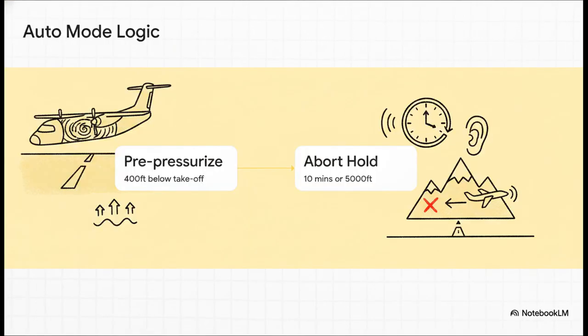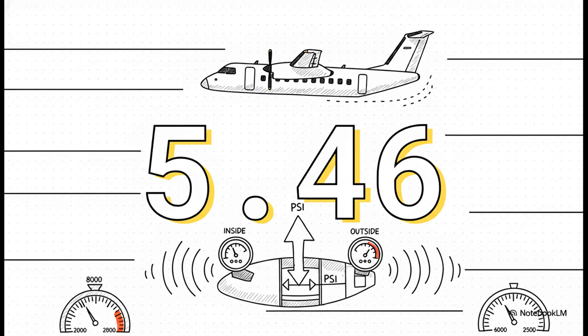In automatic mode, the system is brilliant. It actually pre-pressurizes the cabin to 400 feet below takeoff altitude before you even roll, and it uses the 10/5000 abort rule. It smartly holds that takeoff altitude for 10 minutes or up to 5,000 feet. If you have an emergency and have to quickly return to the runway, this logic prevents rapid, painful pressure bumps in your passengers' ears. As you climb, you need to know your limits.